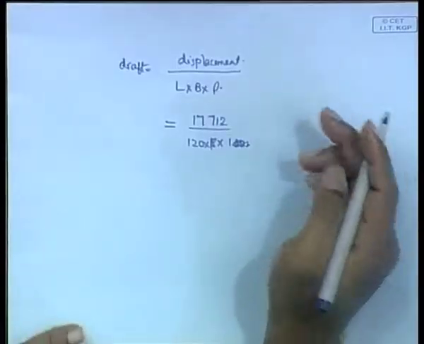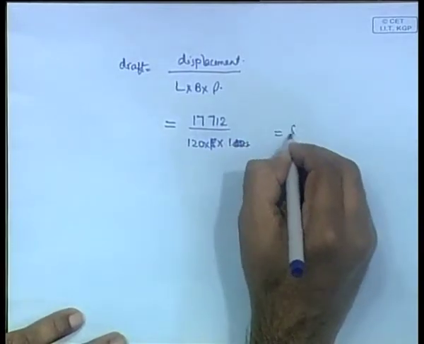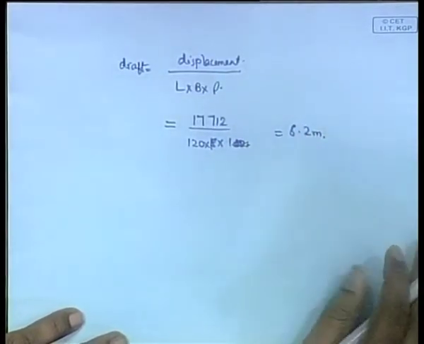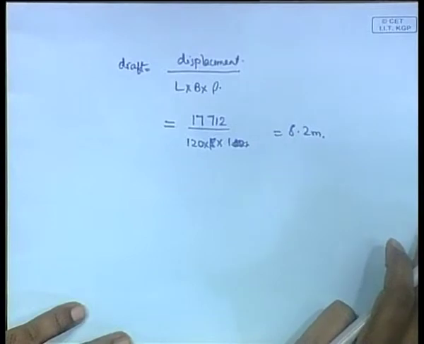In all these problems, in this course, you will write it as 1 ton per meter cube always. Okay. So, the density of sea water is 1.025 ton per meter cube. So, that is your density. Then this will give you draft is equal to 8.2 meters. This is the final draft. So, draft has increased from 8 meters to 8.2 meters.